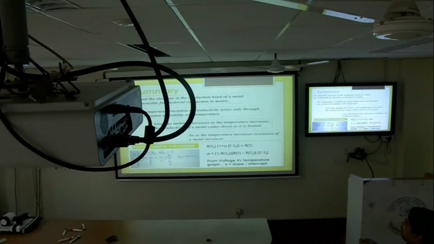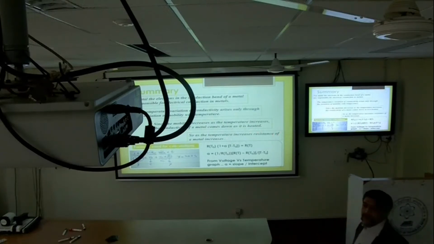For metals, the electrons in the conduction band are responsible for electrical conduction. A variation in temperature changes the conductivity. Means you change the temperature, conductivity will change. And the mobility, means movement, decreases as you increase the temperature. So we can say the conductivity falls as the metals are heated. So temperature increases the resistance of the metal.